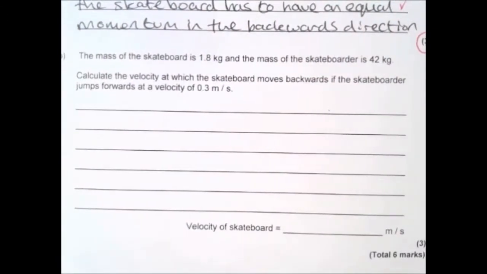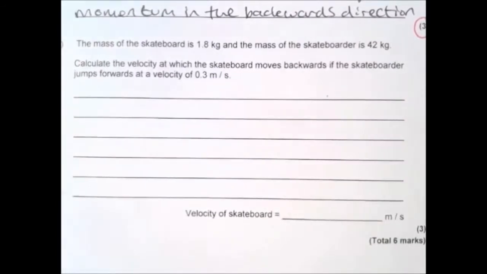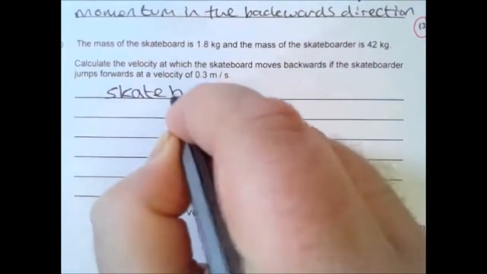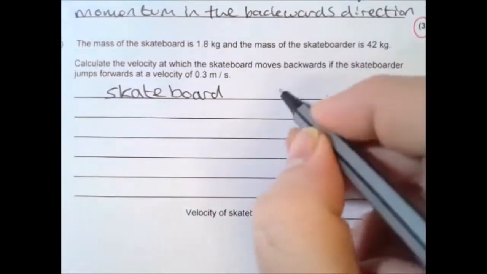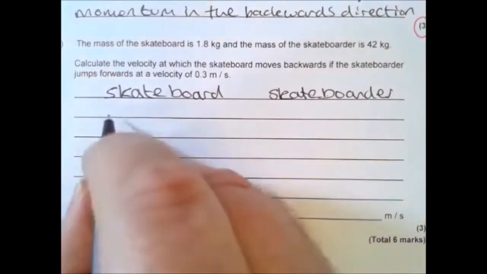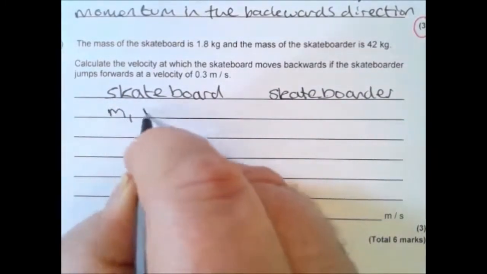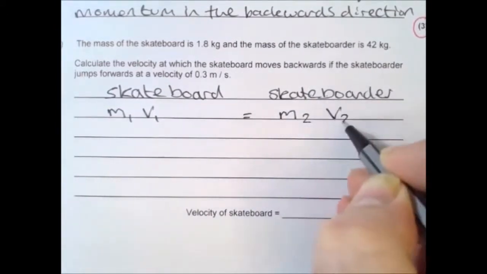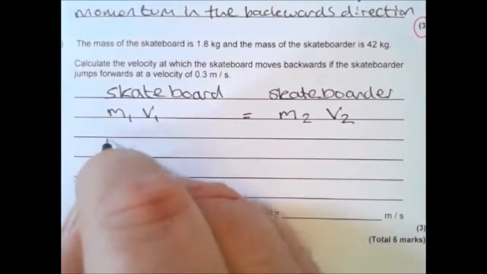The mass of the skateboard is 1.8 kilos, and the mass of the skateboarder is 42 kilos. Calculate the velocity at which the skateboard moves backwards if the skateboarder jumps forwards at a velocity of 0.3 meters per second. Okay, so like in my previous video, I'm going to split my answer into 2 halves. I'm going to talk about the skateboard and the skateboarder. On the left-hand side, I'm going to declare m1 and v1 as being the mass and velocity of the skateboard, and m2 and v2 as being the mass and velocity of the skateboarder.